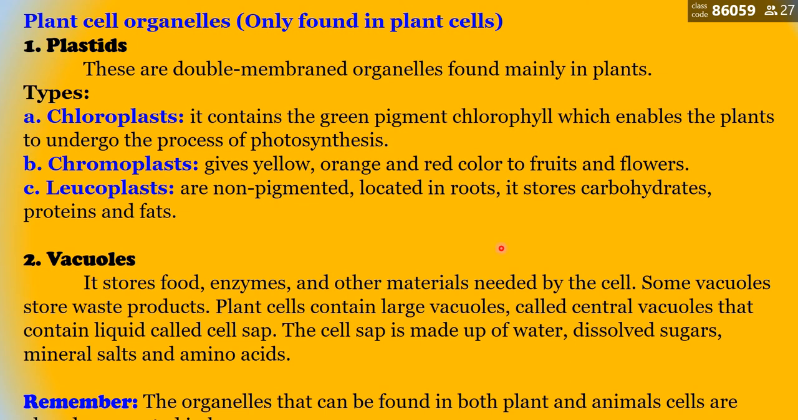These are non-pigmented, located in roots, and store carbohydrates, proteins, and fats. The second one is the vacuoles. It stores food, enzymes, and other materials needed by the cell. Some vacuoles store waste products too. Plant cells contain large vacuoles called central vacuoles that contain a liquid called cell sap. The cell sap is made of water, dissolved sugars, minerals, salts, and amino acids.